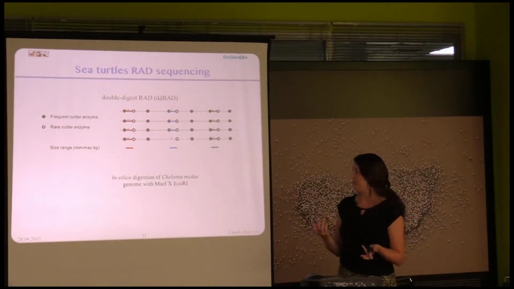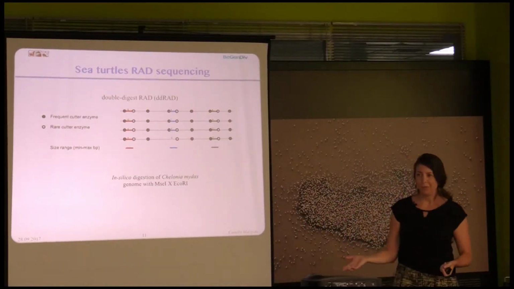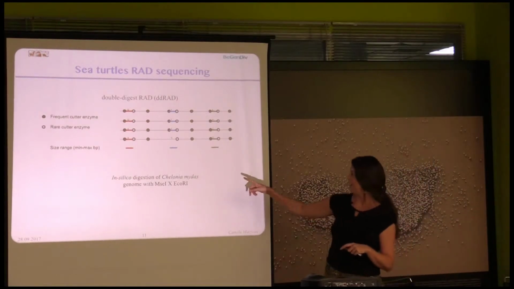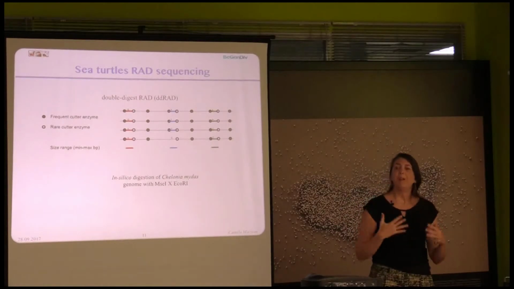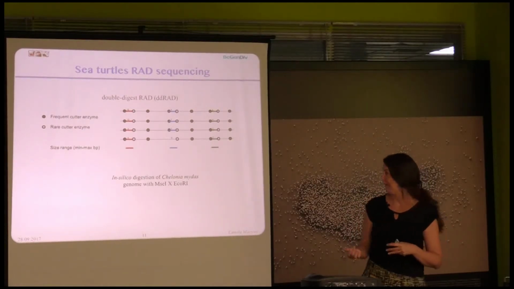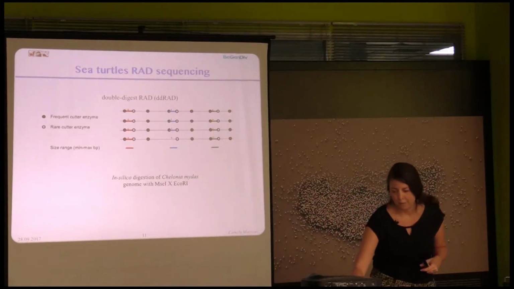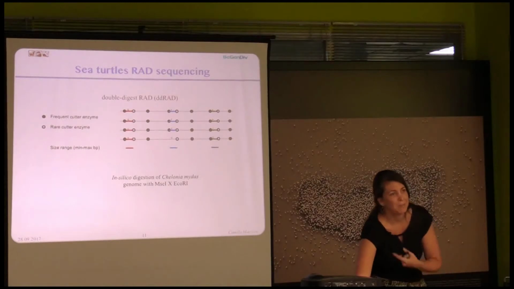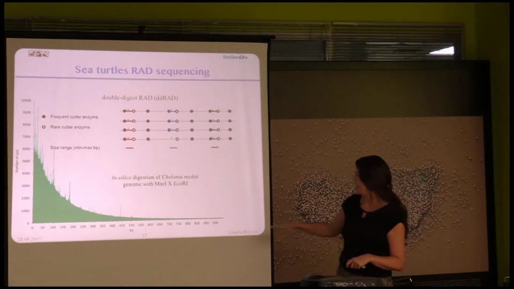In order to control that and to know what enzymes I should use, how I should choose the size range and so on, if you have a genome, you can use it to simulate your experiment in silico. So we performed an in silico digestion of the green turtle genome. We performed it with many enzymes, but these are the results with the two enzymes that we used at the end. And that's how it looks.